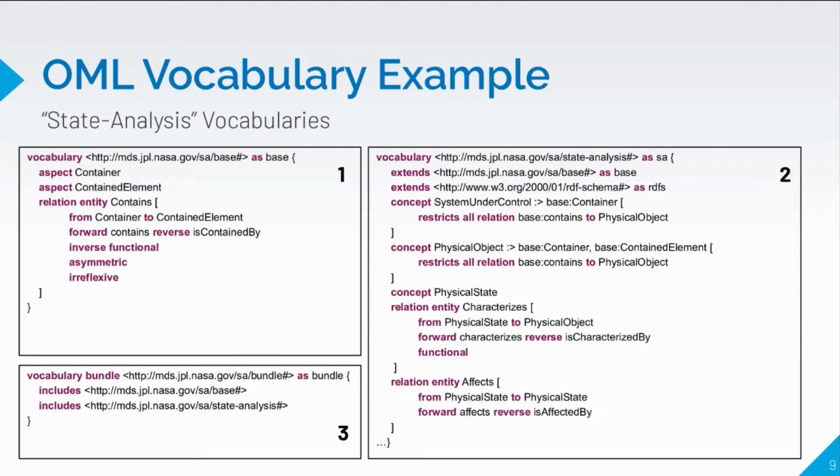So what does an instance of a vocabulary look like? For example, here I'm using an architectural methodology called state analysis, just as an example. Of course, it's much more elaborate than the example I'm showing, but I chose to establish some base framework first that introduces something called a container and a contained element, and then a contains relationship between them from container to contained element. In one direction, it says an element contains another element. In the other direction, it's contained by it.